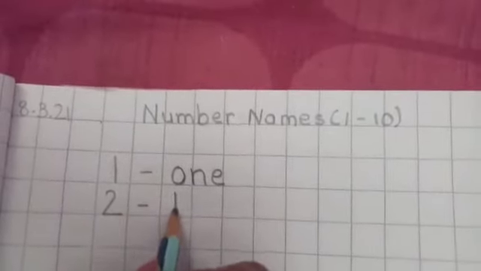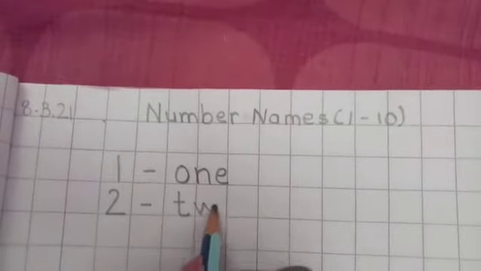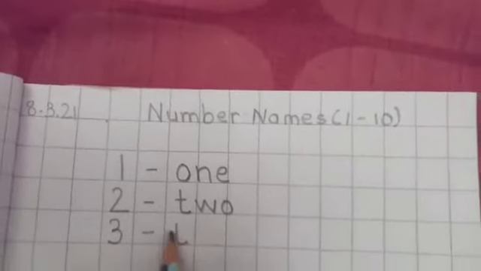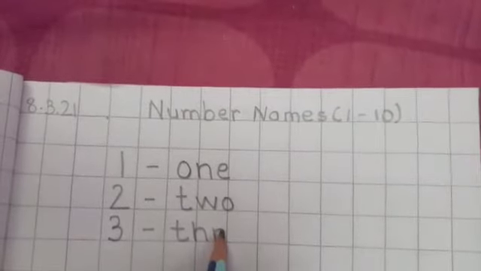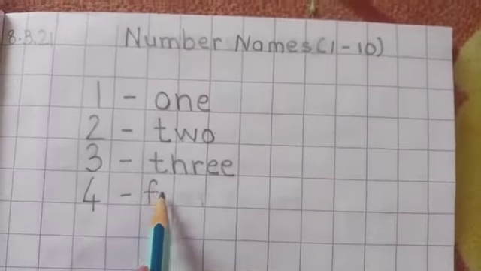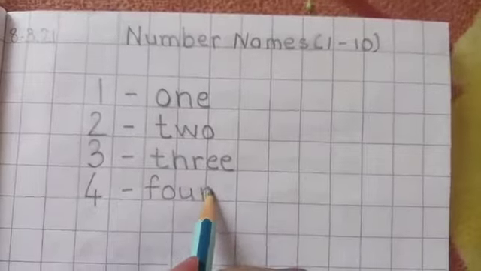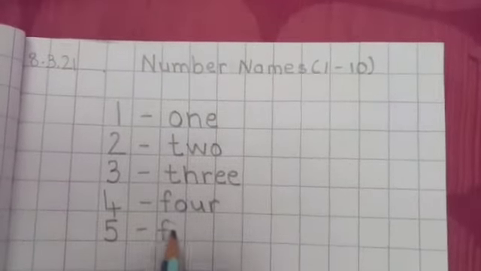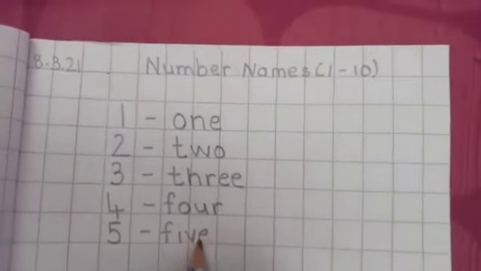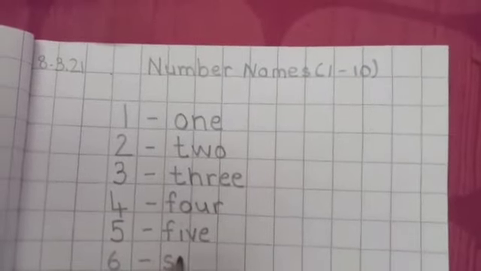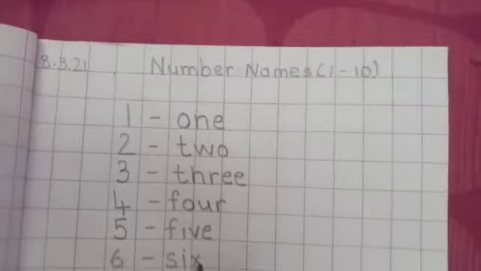2 dash T-W-O 2. 3 dash T-H-R-E-E 3. Next 4 dash F-O-U-R 4. 5 dash F-I-V-E 5. 6 dash S-I-X 6.